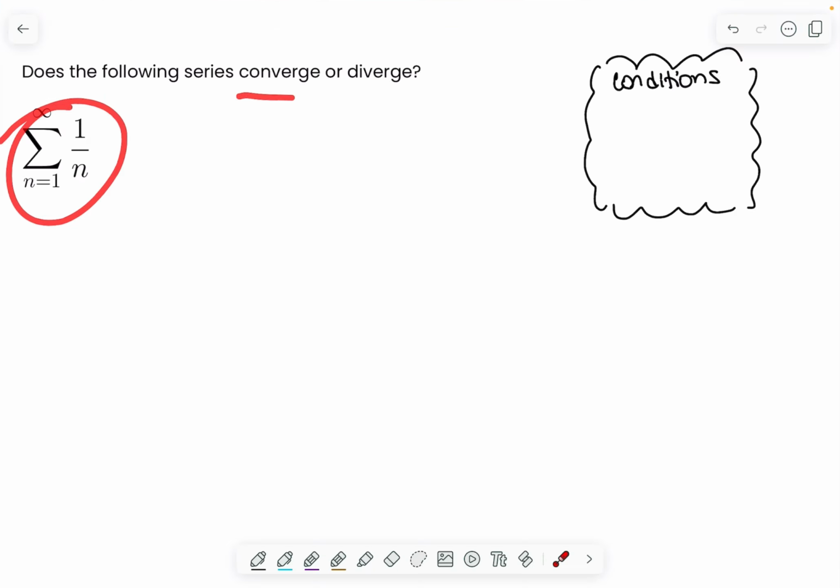Does the following series converge or diverge? Because we're in the integral test section, we're going to be using the integral test, but this can be easily solved in 1 second using the p-test, which I did a video on, so check it out on Sarai Studies. Link is in the description box below.